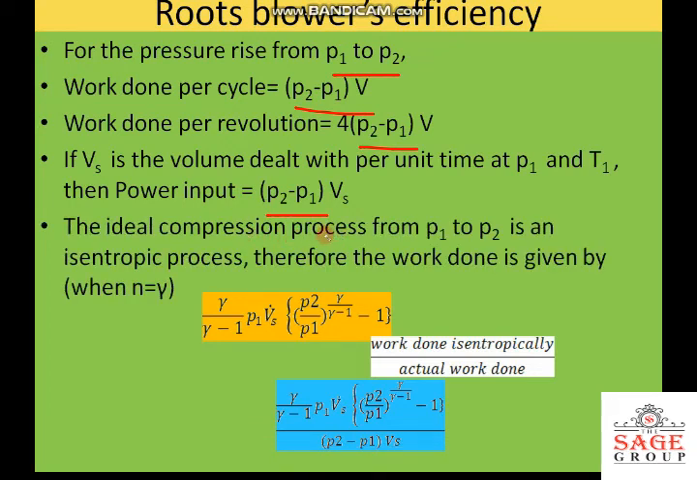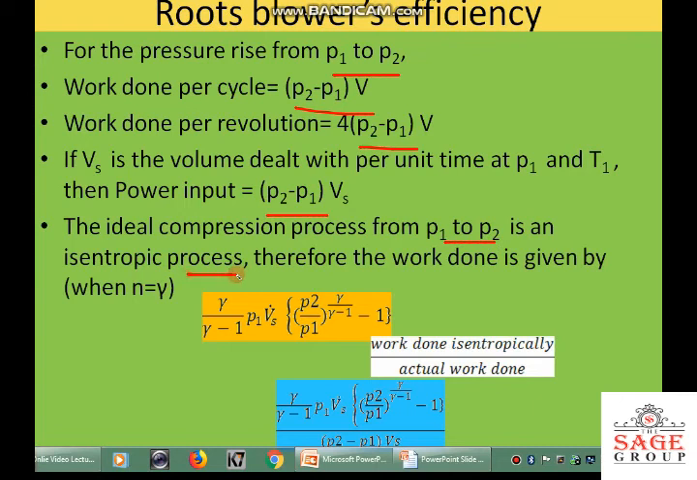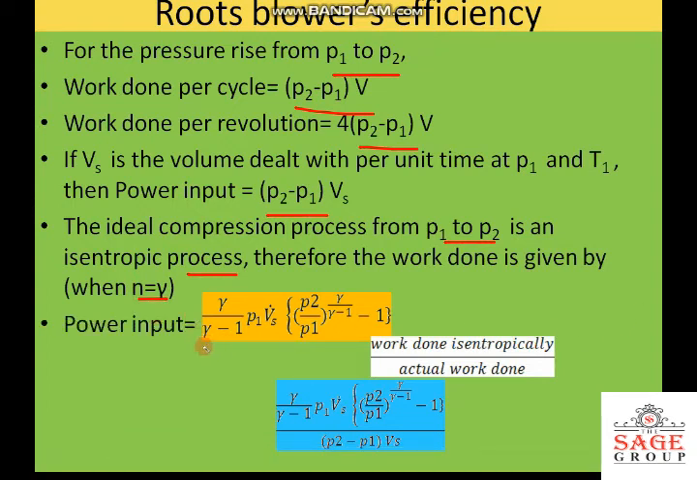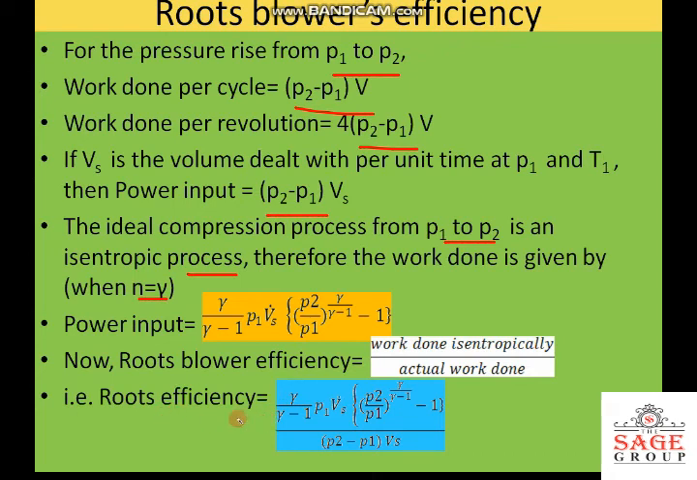Again, the ideal compression process from P1 to P2 is an isentropic process. Therefore, the work done is given by taking n equal to gamma. So this is given by the relation: work input equals gamma upon gamma minus 1 times P1 Vs times ((P2 upon P1) to the power gamma minus 1 upon gamma minus 1), and the roots blower efficiency is given by the relation of isentropic work done to the actual work done. So the roots blower efficiency is written as gamma upon gamma minus 1 times P1 Vs times ((P2 by P1) to the power (gamma minus 1) upon gamma), divided by (P2 minus P1) times Vs.